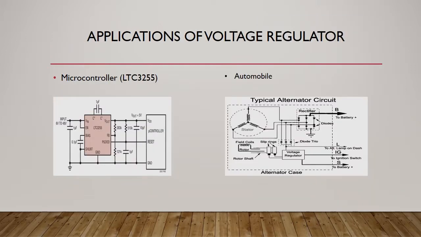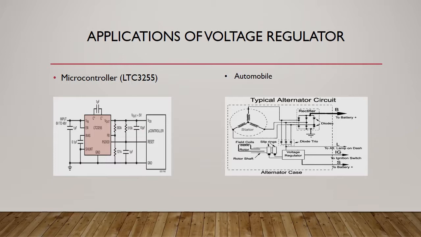The applications of voltage regulators are very wide. Among them is the usage of voltage regulators in microcontrollers, the LTC3255 as an example. The 7805 power regulator can be used to fix the output voltage at 5 volts for the microcontroller to run.